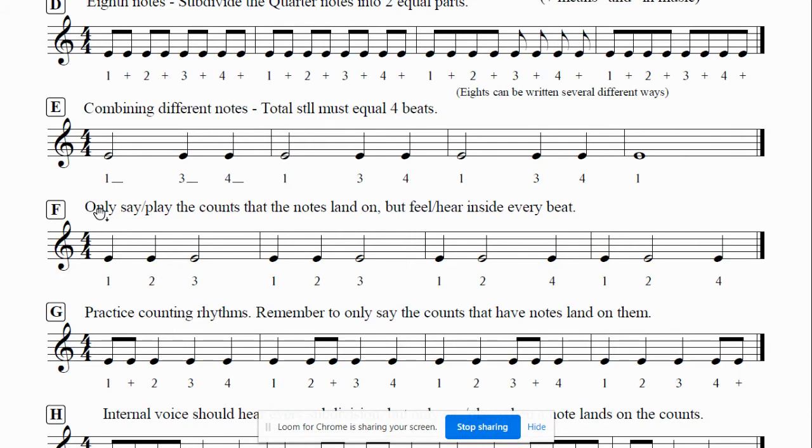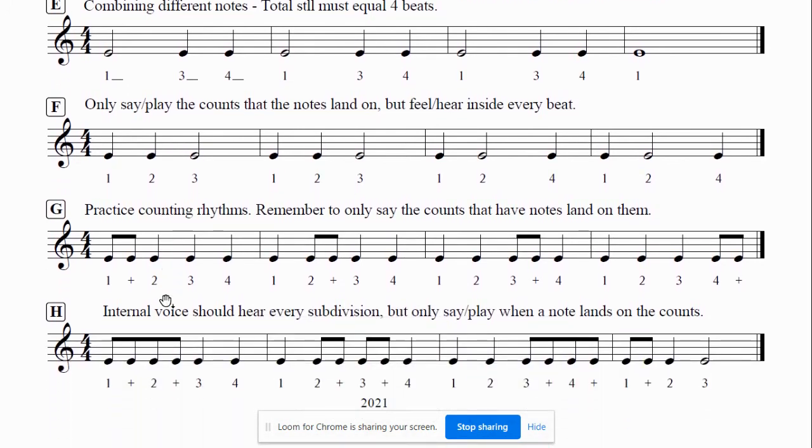Line F, remember, only say and play the counts that the notes land on. That's your attack, but you still feel all beats inside. Line F, ready? 2, 3, begin. 1, 2, 3, 4. 1, 2, 3, 4. Switch. 1, 2, 4. 1, 2, 4. All right. So half notes landing on count 2 play through count 3, and the next note attacks on count 4. Lines G and then line H.